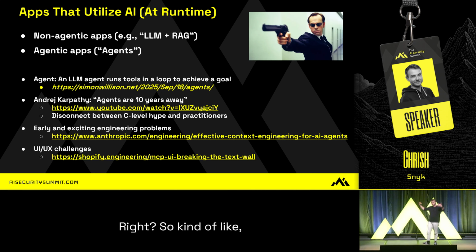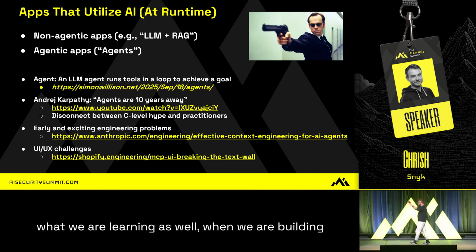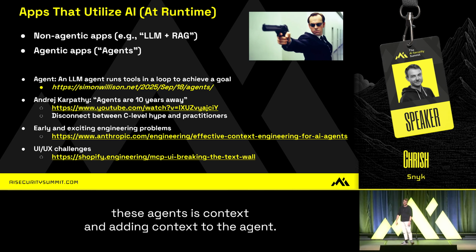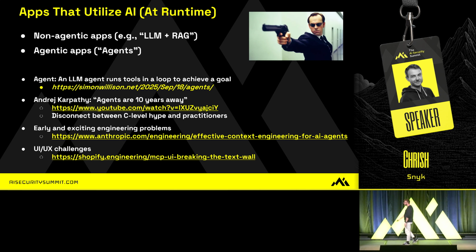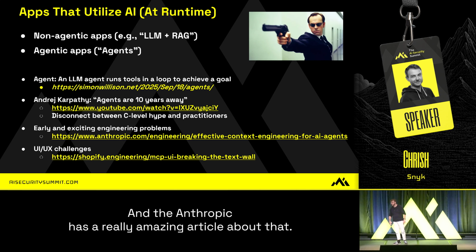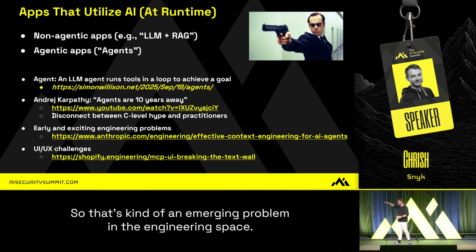So what we are learning as we build these agents is that adding context to the agent, and how we engineer that, is the most important thing. And Anthropic has a really amazing article about that. So that's an emerging problem in the engineering space.